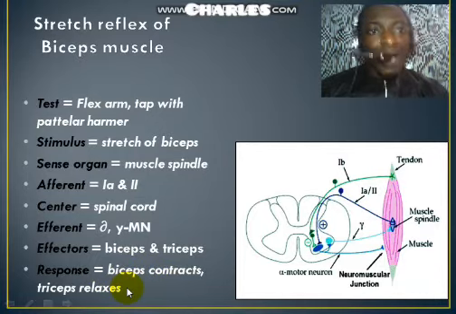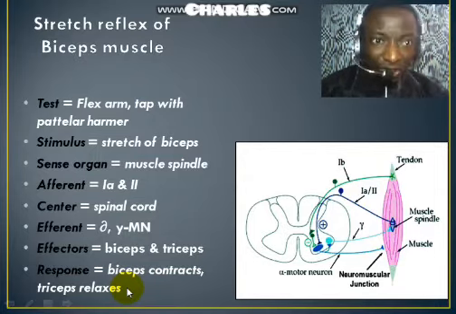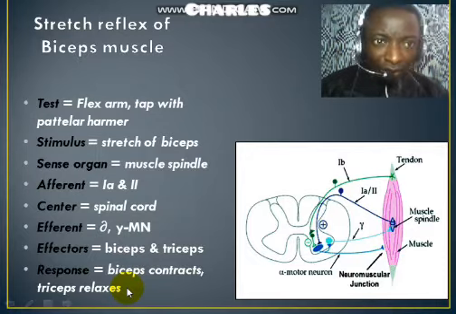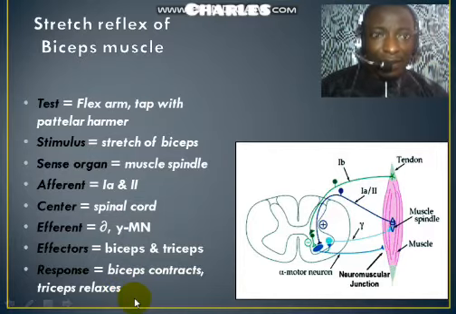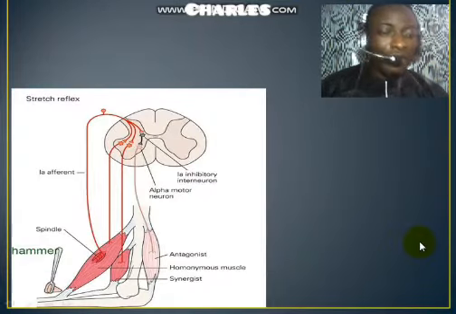When the muscle contracts, it is prevented from being further stretched. This inhibition of the biceps muscle from further stretch prevents the bicep muscles from being damaged or torn. That is the essence of all of this. There is what is known as reciprocal innervation.